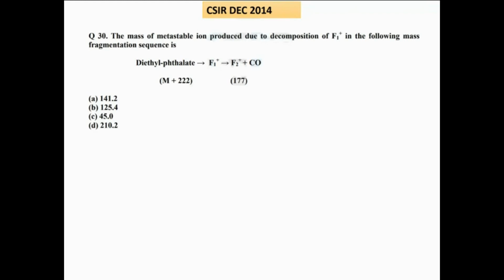What is the formula for the metastable peak? M2 square divided by M1. So 177 square divided by 222. What is the answer? The 222 has M plus next to it, but nothing needs to be done for that. Maybe they have just given the first fragment or peak as 222. That is what they have given here. I will not worry about that.